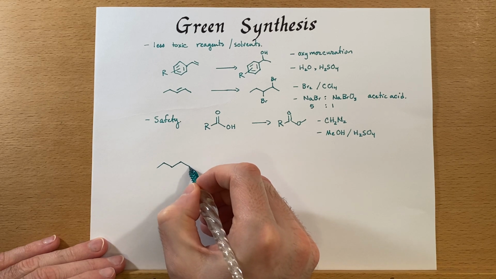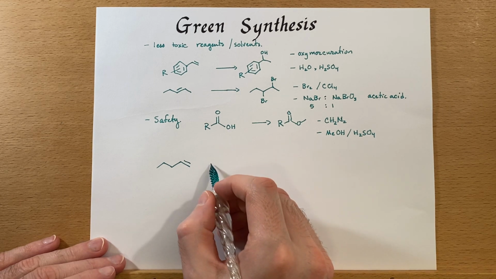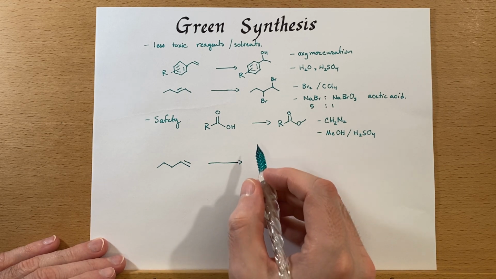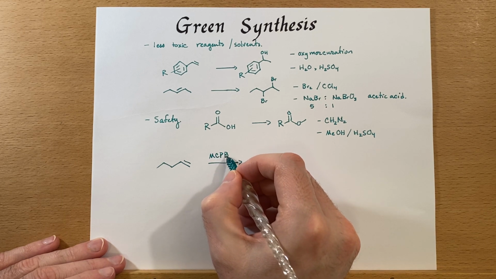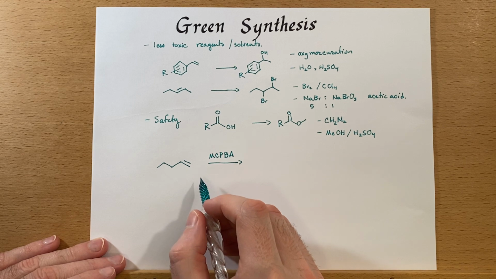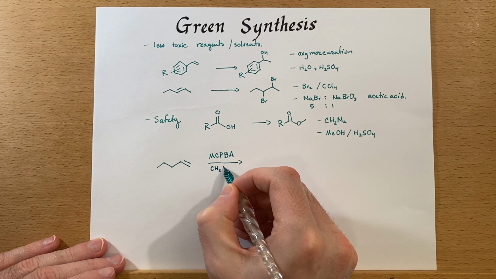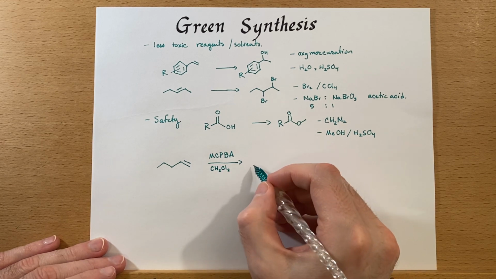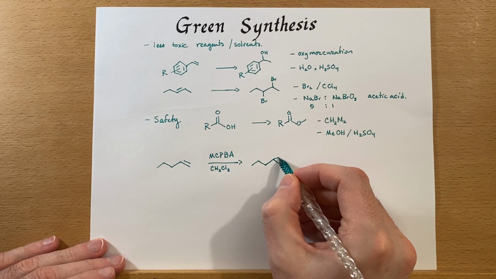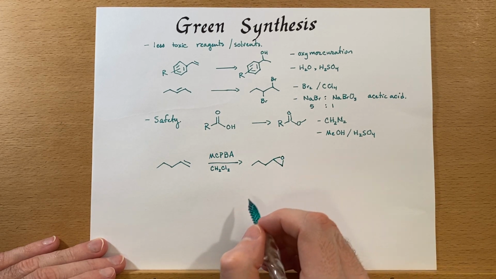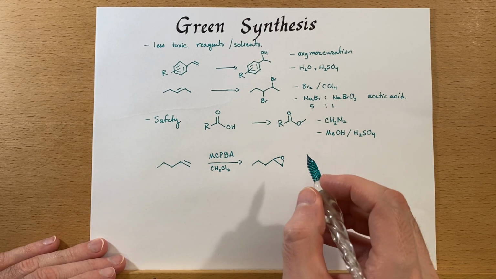Epoxidation. Now, if we want to epoxidize, or form an epoxide from this, we'll just use our MCPBA. MCPBA is a rather large molecule, and it really only adds one oxygen to our reactant.